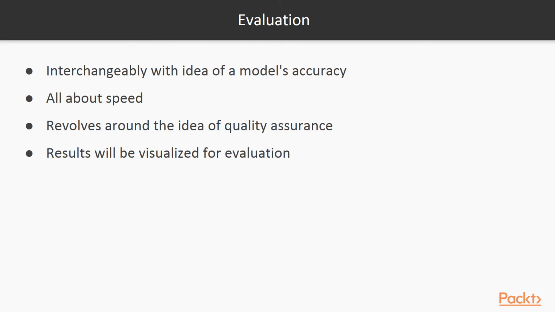In statistics, the term performance is usually used interchangeably with the idea of a model's accuracy. When speaking about a non-statistical database or model, performance is perhaps all about speed, how long it takes for a query to return values, how long it takes to commit a transaction, and so on, and accuracy usually revolves around the idea of quality assurance, not an ability to predict values. Finally, once completed, the results of both a database and statistical data model assessment typically will be visualized in various ways for easier evaluation using commonly accepted methods.